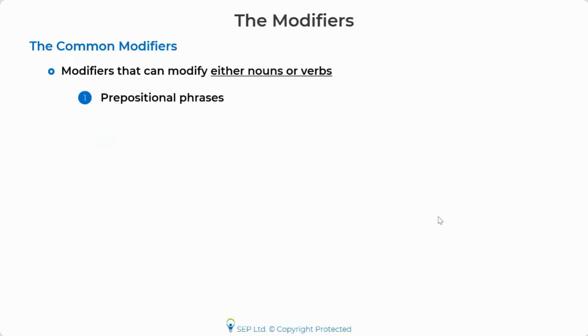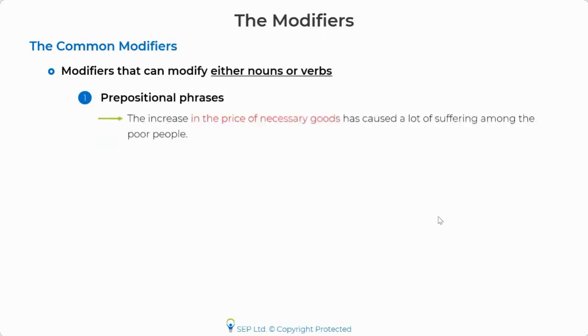Prepositional phrases. Phrases which start with a preposition. They can modify your noun. They can modify your verb. So let's see how. Very quickly, if you look at this sentence, increase in the price of necessary goods. So the main sentence is the increase has caused a lot of suffering. What kind of increase? In the price of necessary goods. So that is a prepositional phrase. It is modifying the noun, the increase. As you can see, it is placed right next to that noun. Okay. On the other hand, look at this sentence.